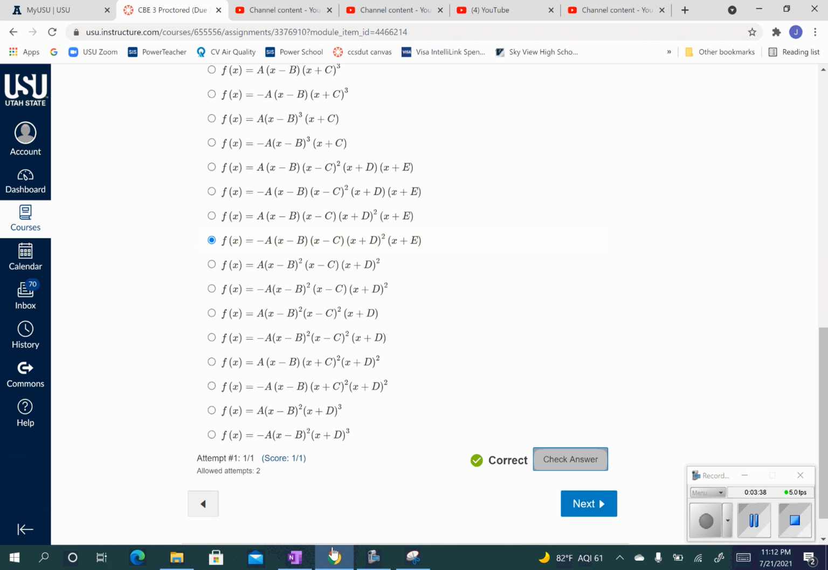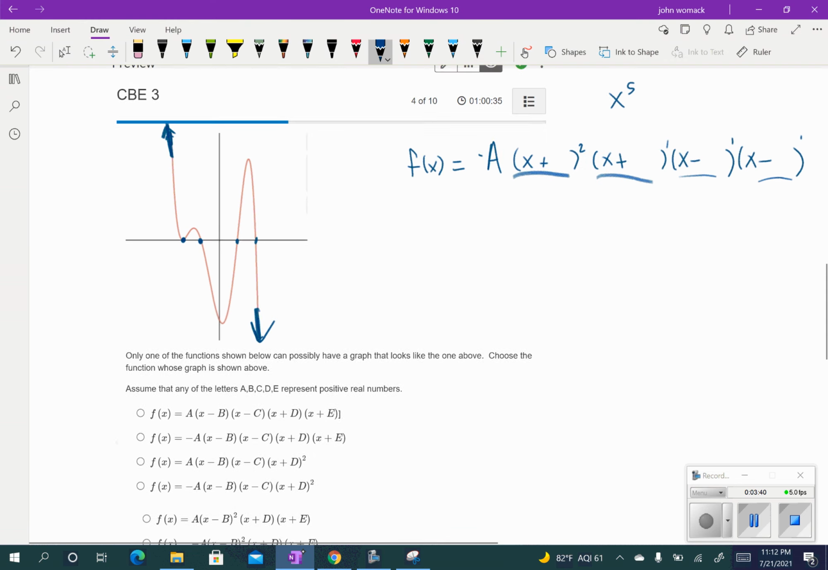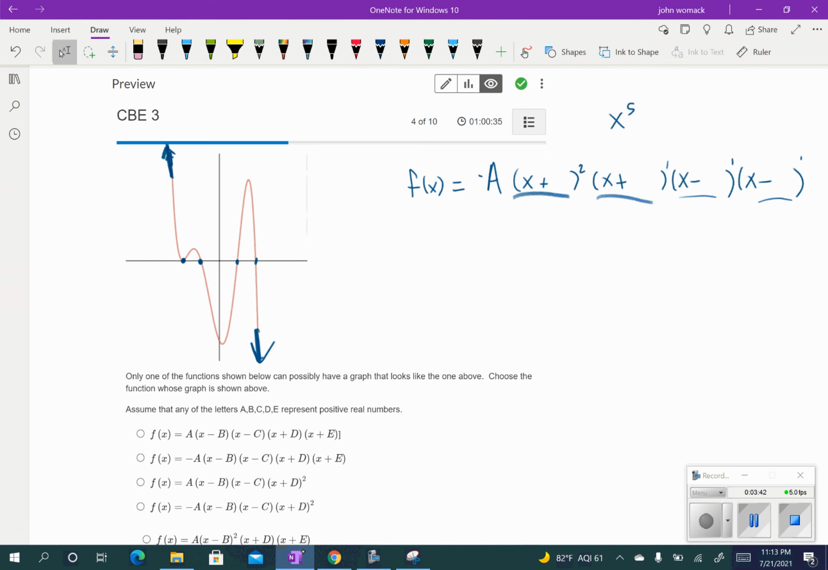So if you just think of it that way, I would write it out this way. Anything on the left, remember, it has to be a plus. They have to be pluses. If it bounces, it has to be a square. If it doesn't bounce, it has to be a first power. If it's on the right side, they have to be minuses. And the last thing is the end behavior. Just remember, if it's going down from left to right, it starts coming down and it ends going down on the right. That means it has to be a negative.